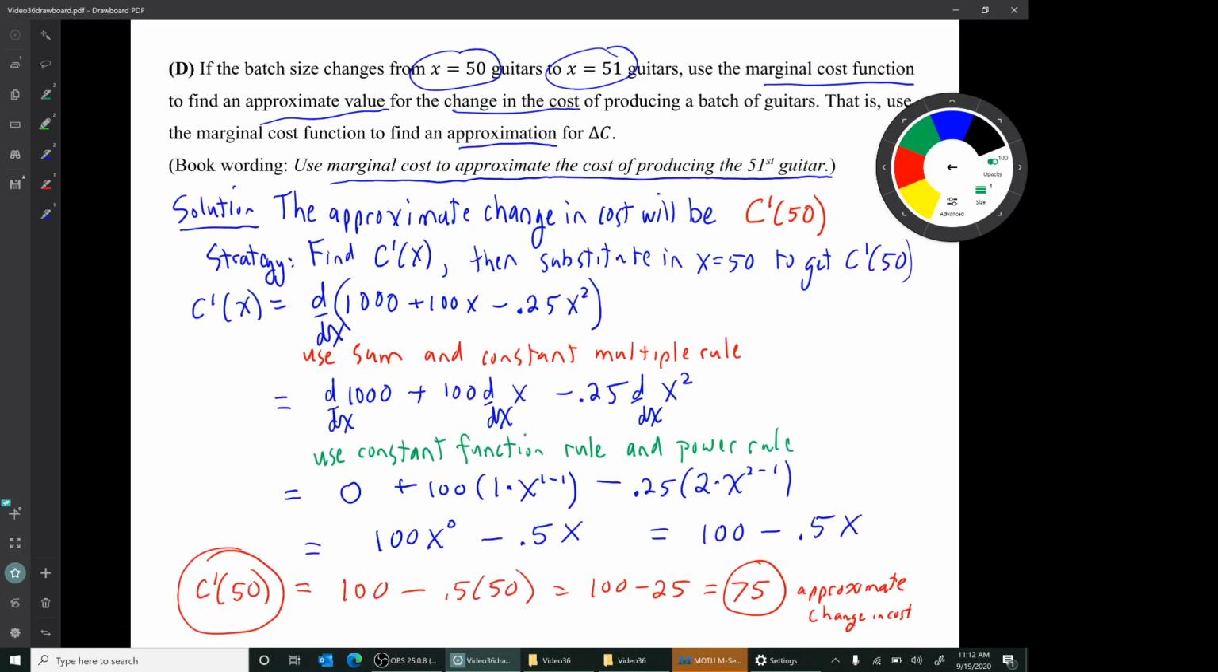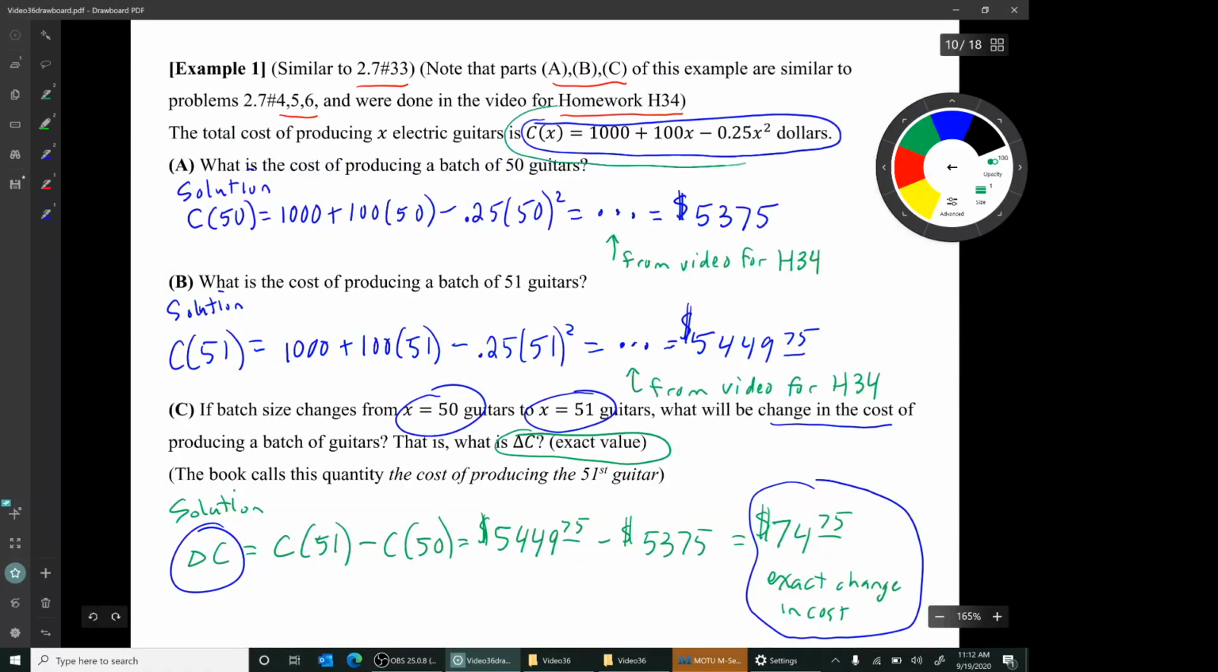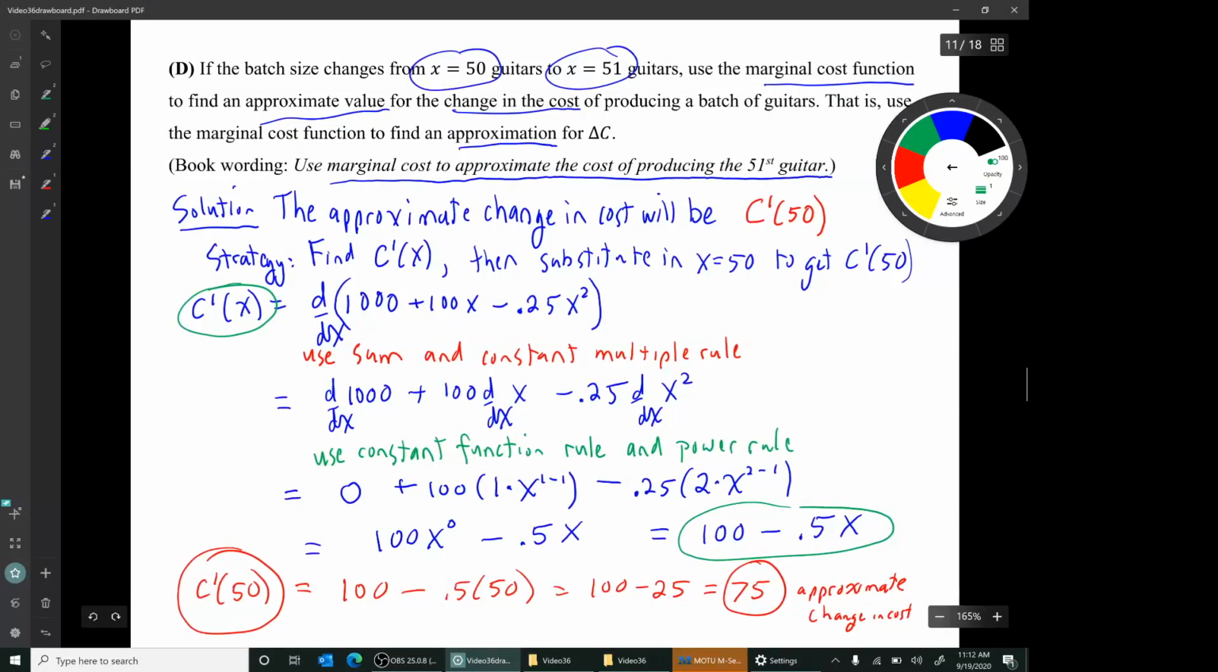And a lot of times computing a derivative results in a formula that's actually simpler than the original function. Notice that the formula for C of x is a quadratic polynomial, degree 2. But the formula for C prime of x is a degree 1 polynomial. It's a simpler function to work with. So computing the approximate change was a very easy calculation that we could just do by hand, really simply. So using the marginal cost function often ends up being simpler than using the original cost function.